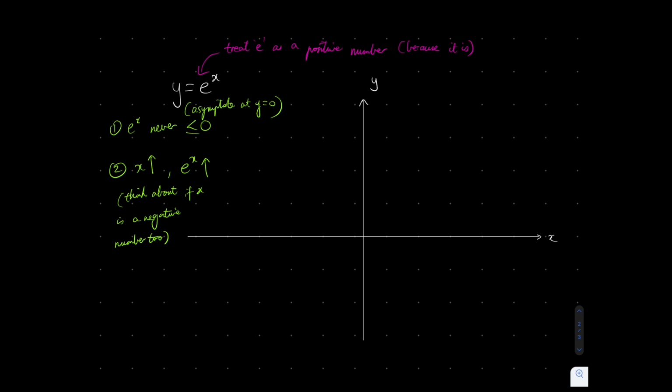Now this rule is also true if x is a negative number, and think about why that is. Something to help you out is, as we talked about in power functions, e to the power of negative 2 is the same as 1 divided by e to the power of 2. Now putting all that together, we have the asymptote at y equals 0 and the graph of y equals e to the power of x.